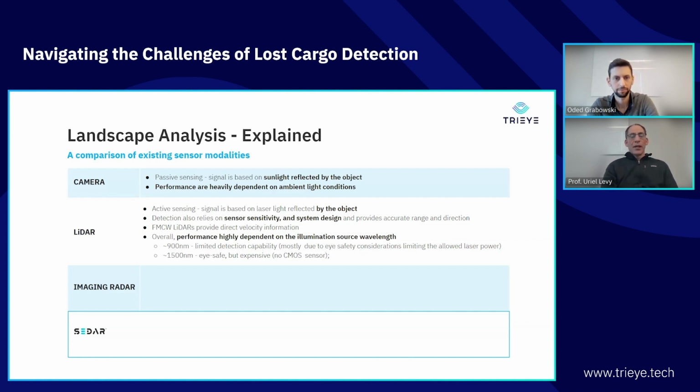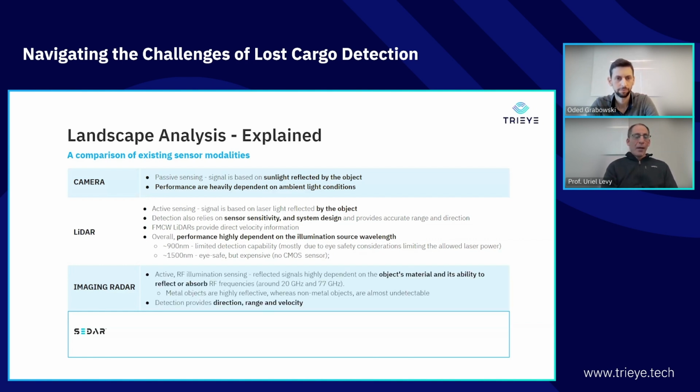On the other hand, we have 1500 nanometer, the shortwave infrared or the telecom regime. This is an eye-safe spectral regime. So in terms of signal, we can get much higher signal. However, on the other hand, it is expensive because there is no CMOS sensor which can accommodate this wavelength regime.